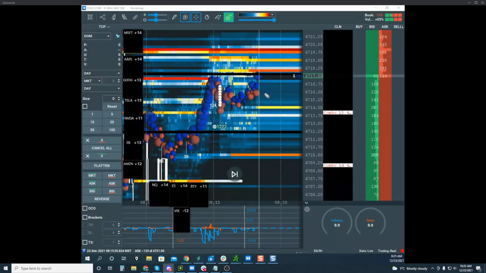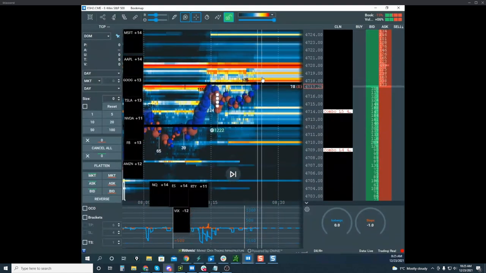So that's how important it is when you see an area that you love and you know it works, you know, 80% of the time, and then you get your volume setup, that's an area where you want to be trading bigger, right? So that's where I got that from.